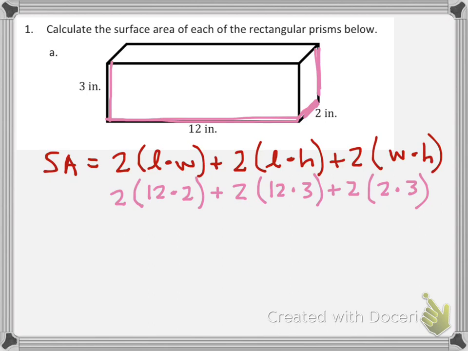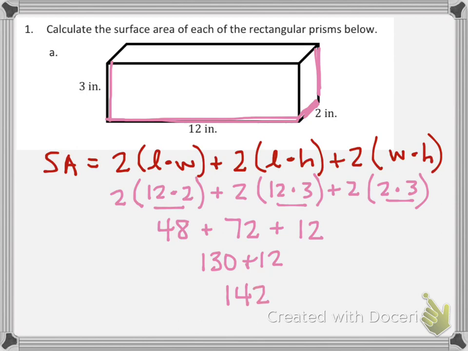And then with our order of operations, we just multiply first. 2 times 12 is 24, and 24 times 2 is 48. Plus 2 times 3 is 36, times 2 is 72. So that's a 72. And then 2 times 3 is 6, times 2 is 12. And then we add those all together. 48 and 72 is 120, plus 12, and we get 142. 142 square inches is the surface area.